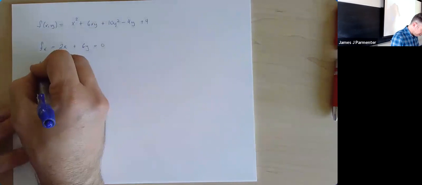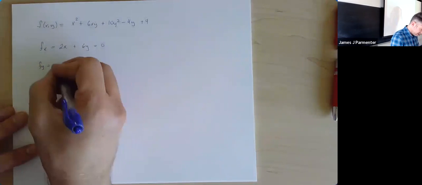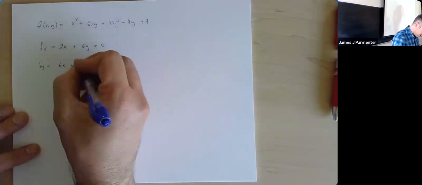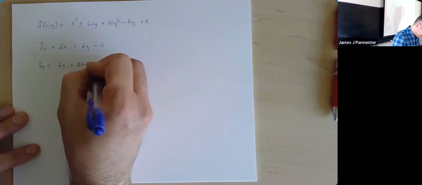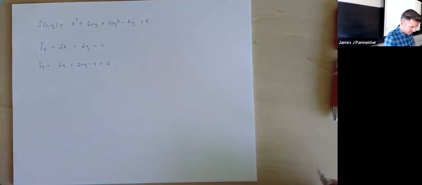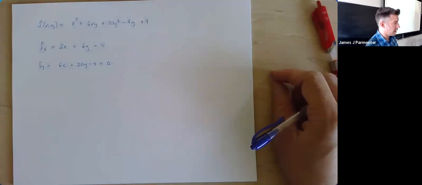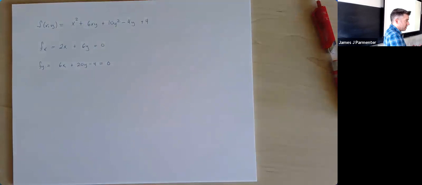And my fy is going to be, let's see, 6x plus 20y minus 4 equal to 0. Sometimes when you do this, you can just get nice values like in the first problem we did, where we got y equal to 0 or x equal to 1, and then we plug this into the other equation. Here, that's not going to happen. We're going to get equations relating x to y, and we're going to have to plug that equation into the other equation to get our values.